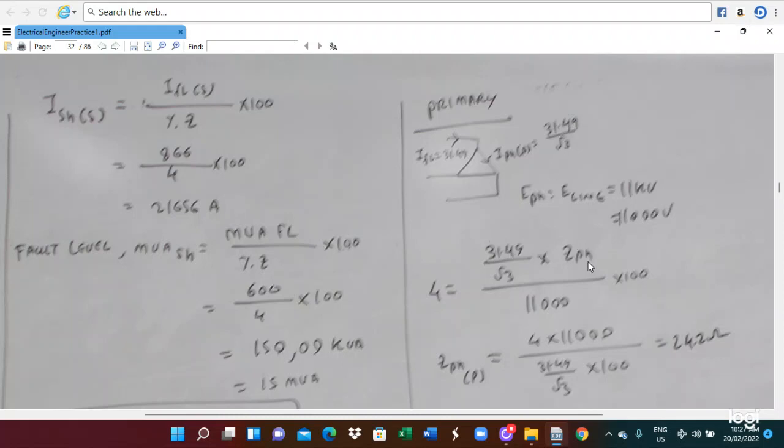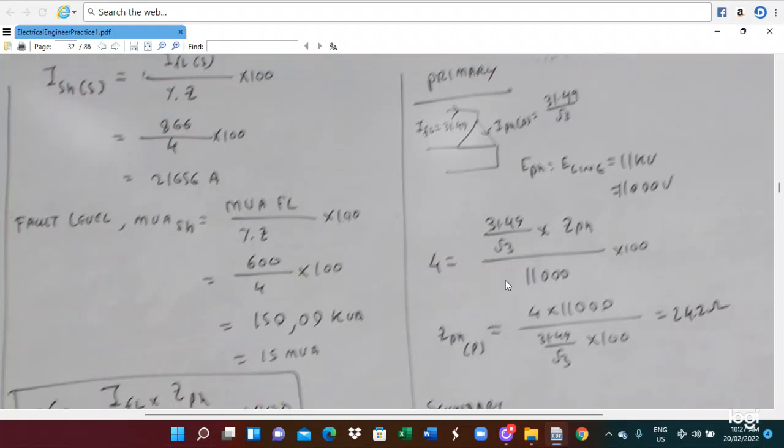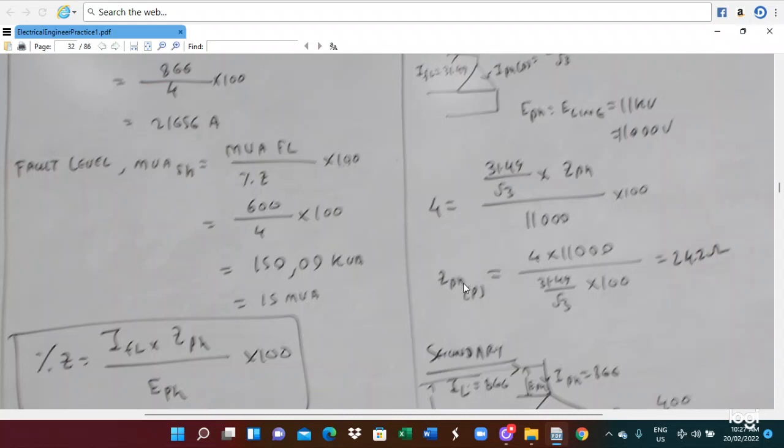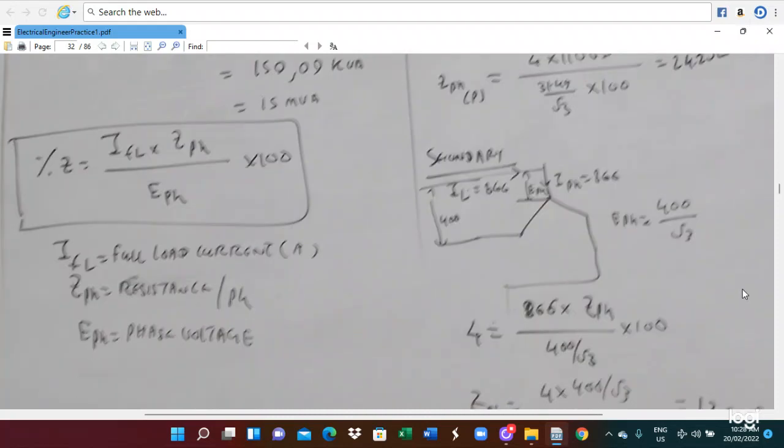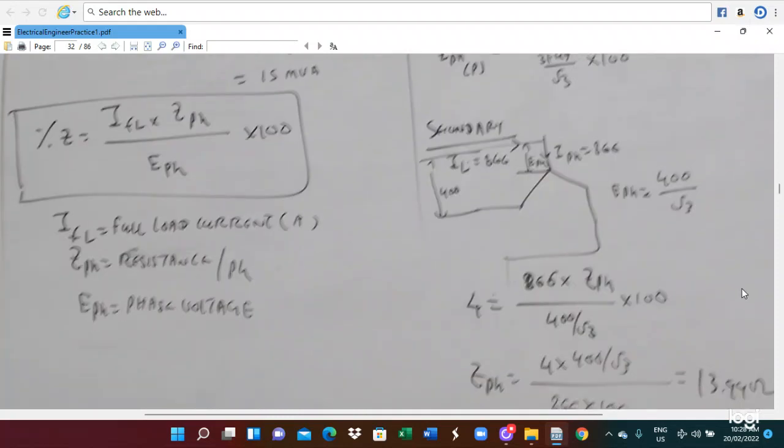Z_ph we have to find out. E_ph is the phase voltage, and the primary line voltage is given. For the delta connection, phase voltage and line voltage are equal. So the phase voltage equals the line voltage, equal to 11,000. So we substitute everything, and for the primary phase impedance we calculate 24.2 ohm. Similarly, we also calculate for the secondary.